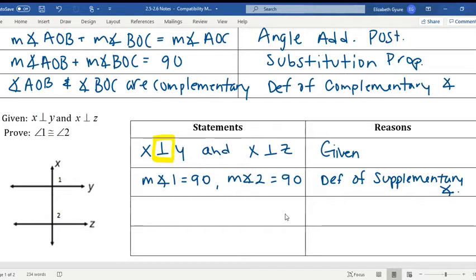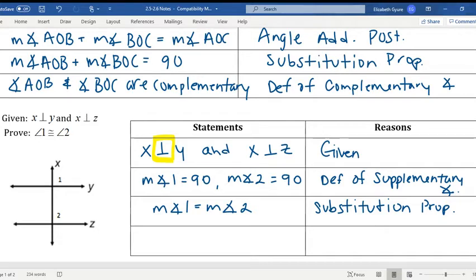We're going to say the measure of angle 1 equals the measure of angle 2. And Julia said that is the substitution property. Is there another property that I would accept there? Substitution's good, but is there another one you could put too and it would still be okay? There's a property about how if two things equal the same thing, then they equal each other.